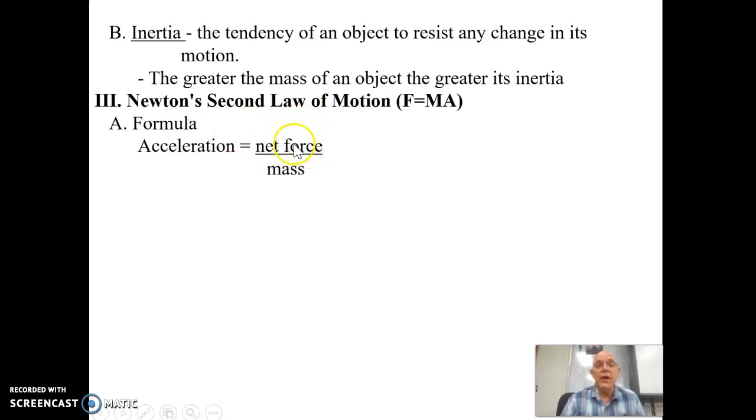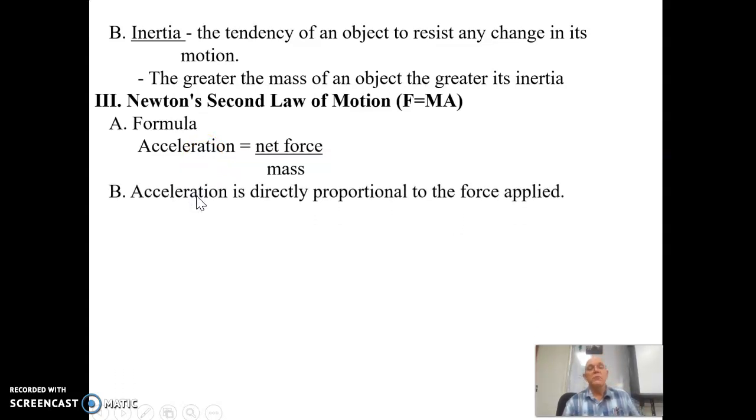Basically, if the force on top increases but the mass stays the same, then what's going to happen? Well, this number gets bigger, this number stays the same, so the acceleration is going to get bigger. And so what that in fancy words would say is that acceleration is directly proportional to the force that's applied to it. And we should probably put net force right there. So acceleration is directly proportional to the net force applied. Remember, if it's a balanced force or net force is 0, then that's not going to make it accelerate, not going to change, right?